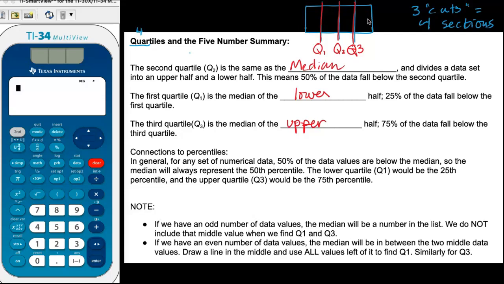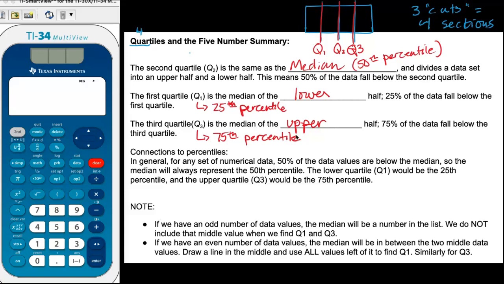So in general, for any set of numerical data, 50% of the data are below the median. So the median is always representative of the 50th percentile. So you could even jot that down here where it says median, 50th percentile, because those represent the exact same data value. And then the quartile, Q1, that's the 25th percentile. And then Q3 is the 75th percentile. And we use these values to describe a data set.